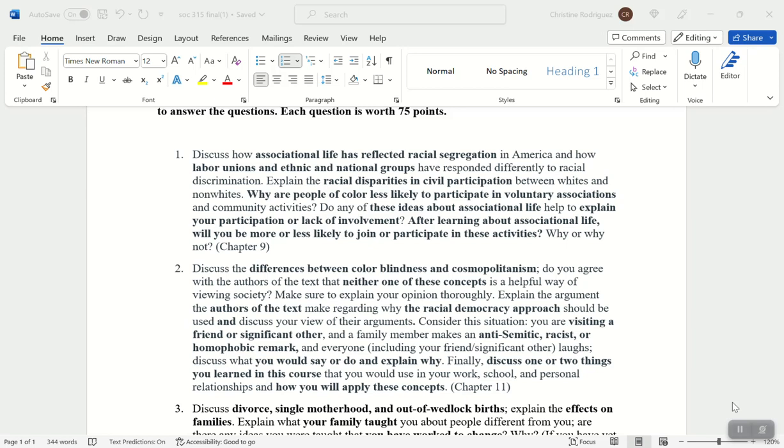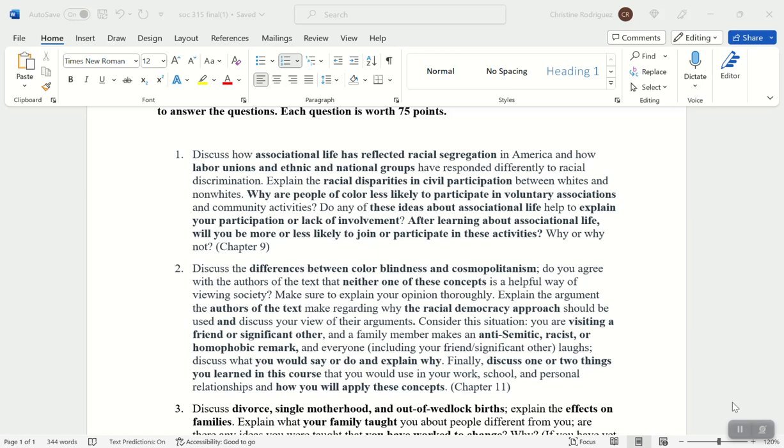Do any of these ideas about associational life help to explain your participation or lack of involvement? Okay, so now this is just about you. Think about groups or organizations that you belong to, maybe on campus, maybe in your community. You could include, of course, your religious organization if you belong to one. Are you very involved, a little bit involved, not involved at all?